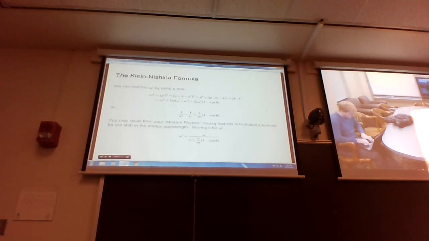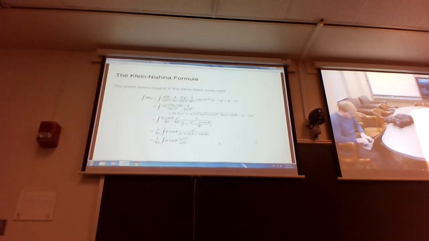But now we can solve for omega prime. That's what we were after. And now we've got omega prime in terms of stuff that we know, stuff that we can measure: the incident energy of the photon and the scattering angle.